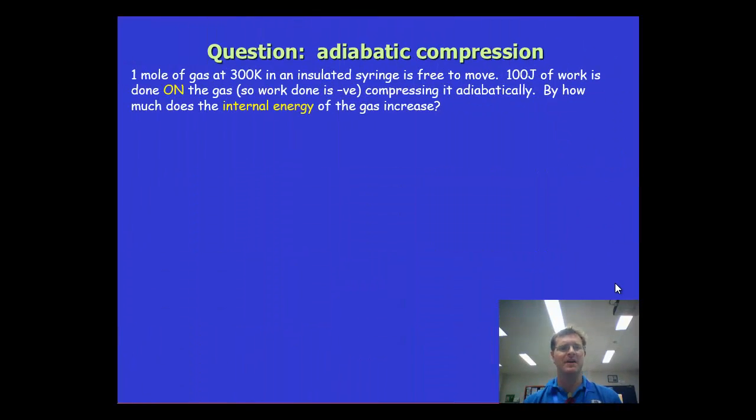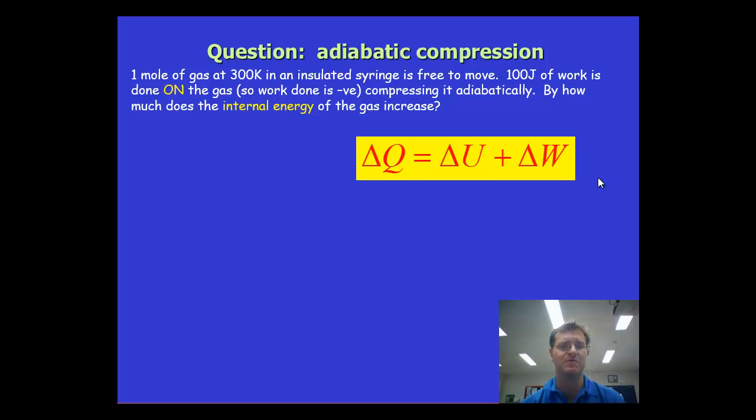Here's another question about adiabatic compression. 1 mole of gas at 300 Kelvin is in an insulated syringe that is free to move. So it's insulated, so no heat can go in or out, but it's free to move. 100 joules of work is done on the gas, so remember here work is going to be negative, compressing it adiabatically. By how much does the internal energy of the gas increase?